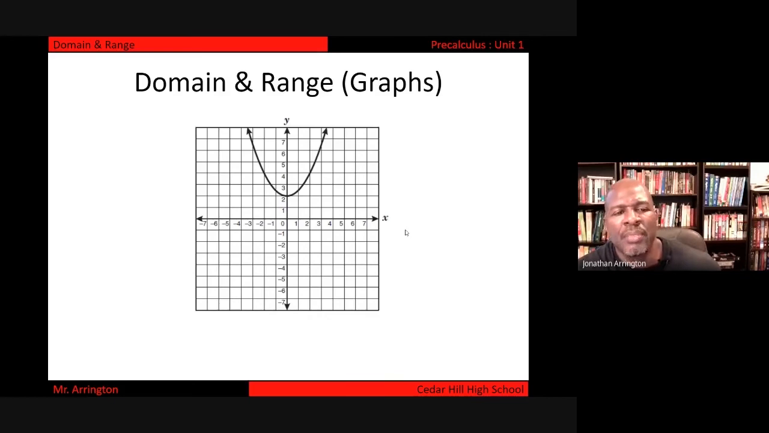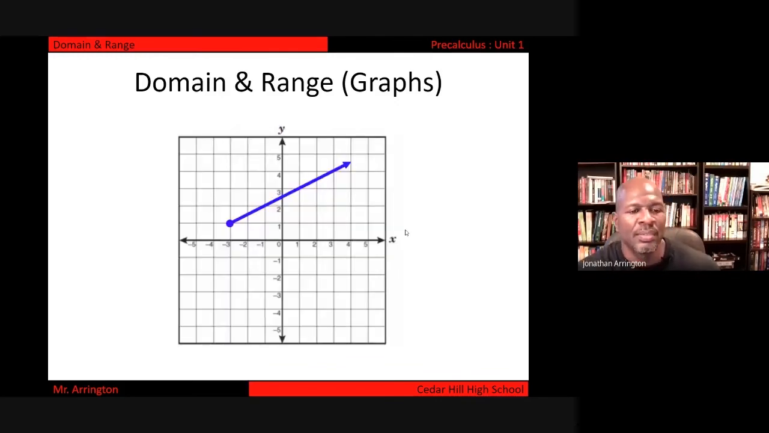So on this graph, what do you think is the left endpoint? What do you think is the right endpoint? And hopefully you thought negative infinity to infinity. Next graph. This one is a little different from the previous two because we do have a stopping point on the left, but we have an arrow on the right.